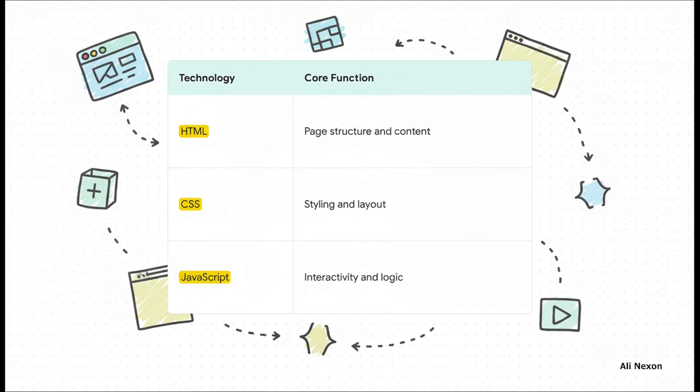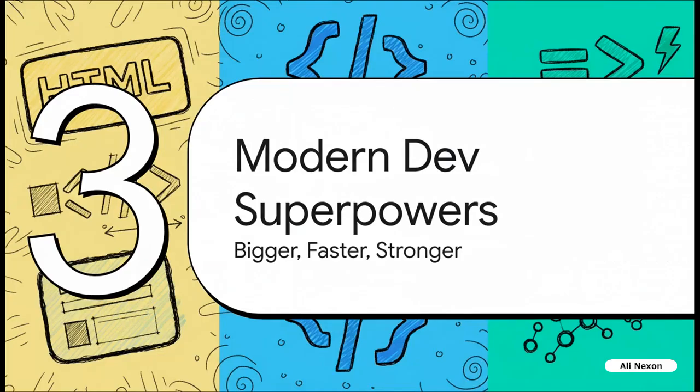So, to bring it all together, think of it like this. HTML provides the bones, CSS adds the skin and the clothes, and JavaScript gives it the brain and the muscles to move. You absolutely need all 3 of them working together to create the amazing dynamic websites we use every single day.